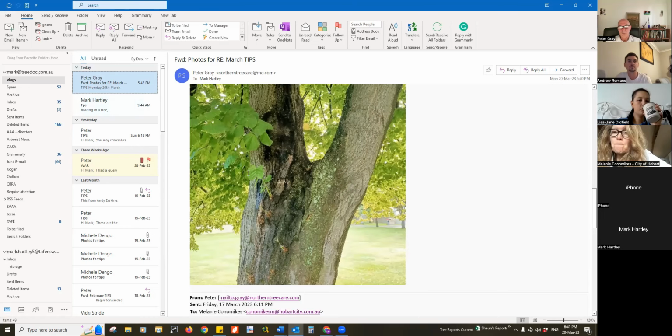So it doesn't look that way, and it looks like there's been some elm leaf beetle on this. Again, it doesn't look like it's particularly bad. Does Phytophthora make its way that far up the trunk, Mark?